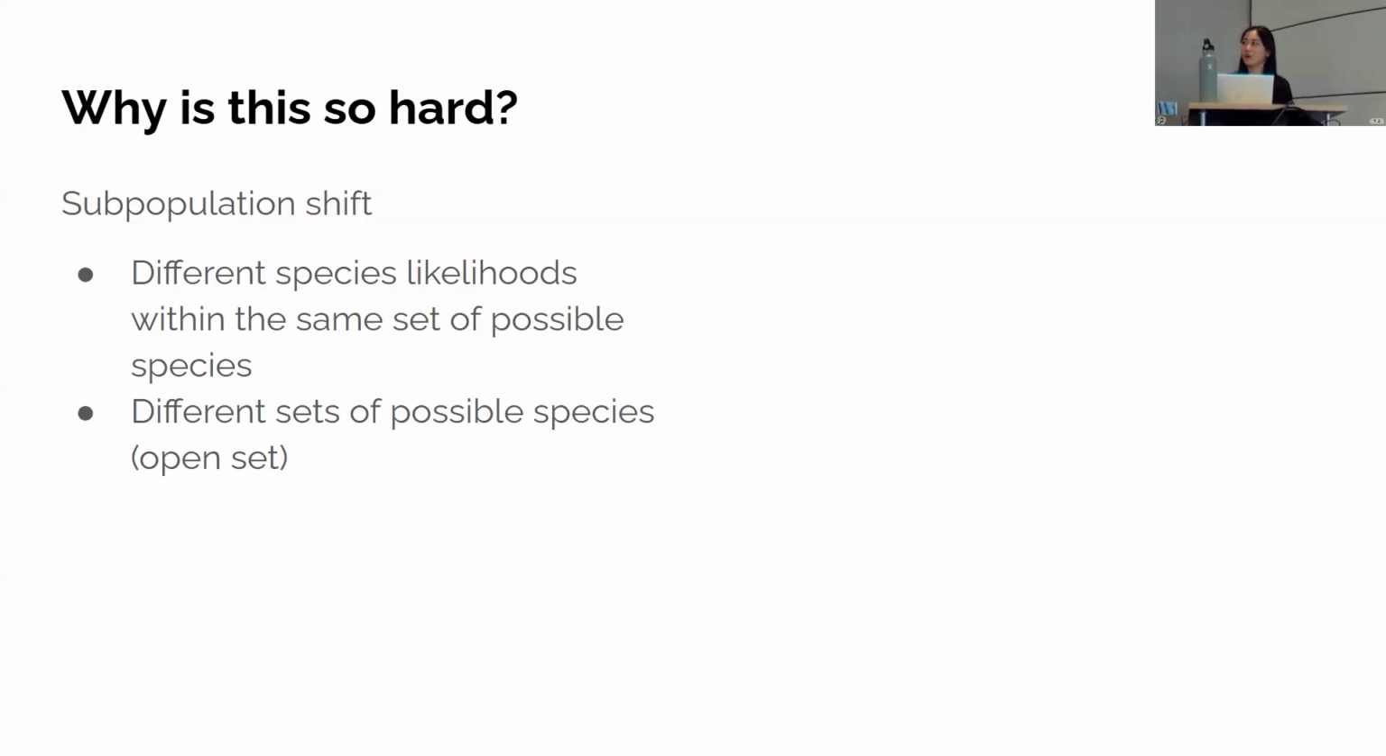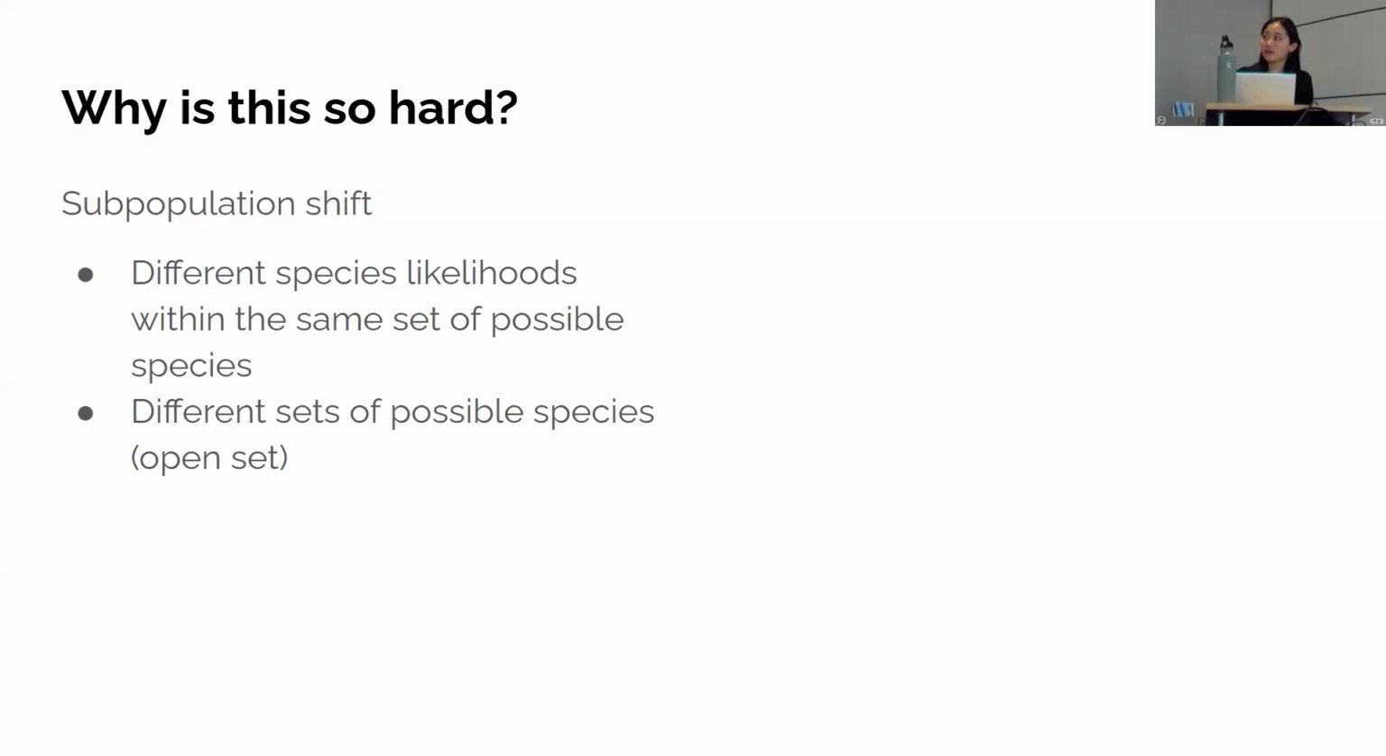Subpopulation shift is one thing. I think yesterday at lunch, we were talking about mushroom foraging. I think Rachel mentioned she really wants to see chanterelles. And then everyone else at the table popped up and said, oh, you should come here or you should come there. We see it all the time. And obviously there are different species likelihoods in different locations, even if you have the same possible set of species.